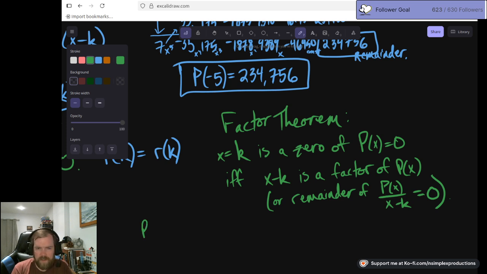Some other bonus stuff, right? Rational roots theorem.